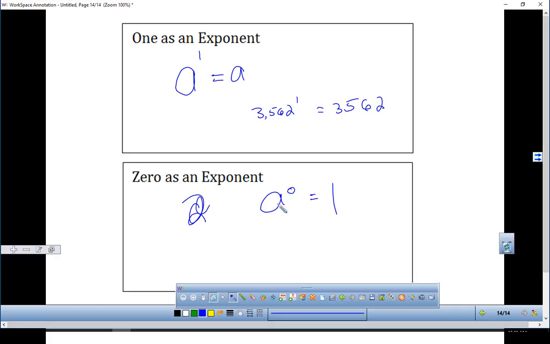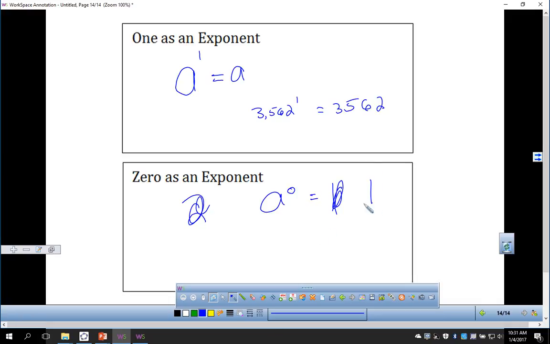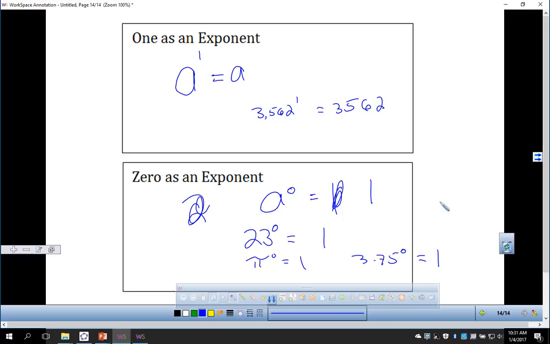So a to the 0 is what? Yeah, it's 1. What's 23 raised to the 0? 1. Right? What's pi raised to the 0? 1. What's 3.75 raised to the 0? 1. Very good. What's -1 raised to the 0?